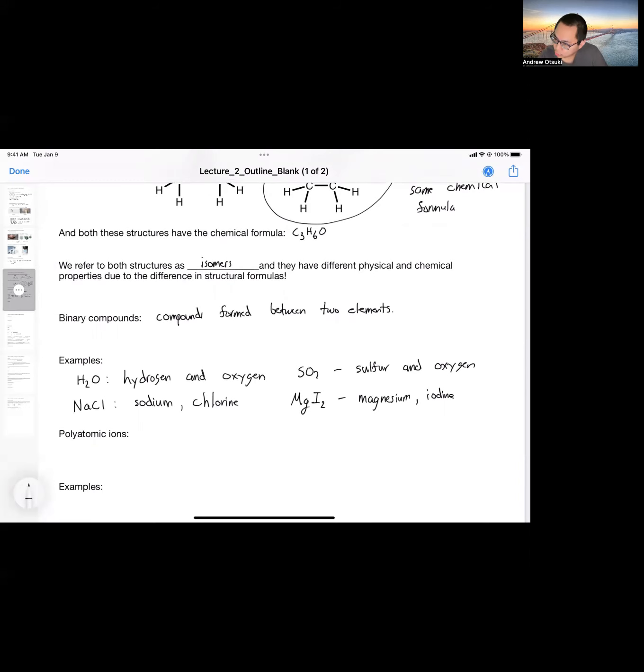So hydrogen chloride, sodium chloride, barium chloride, etc. But we don't talk much about ternary. It's usually more binary compounds. So that's probably the most common one we'll see.